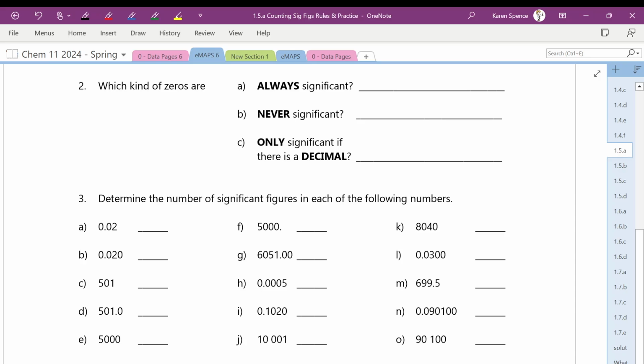Okay. And then if you look at this, we have a 0 in the middle, so that one is yes. And then we have 2 at the end, which are maybe, so is there a decimal? Is there a decimal? No. So are these significant? No, so you can count 1, 2, 3.